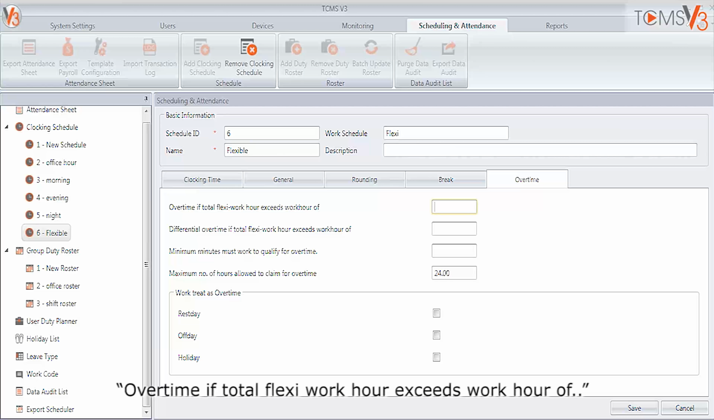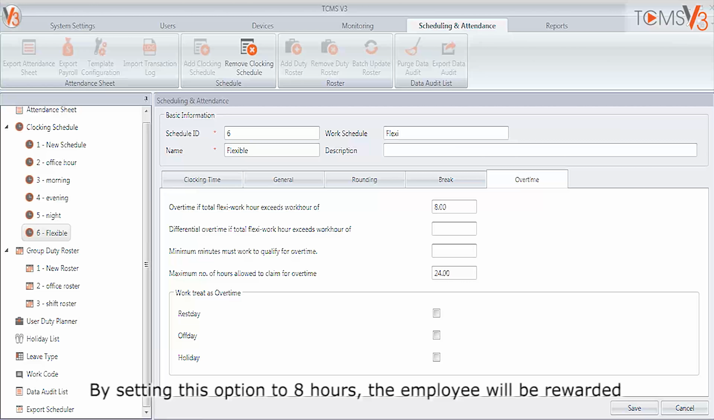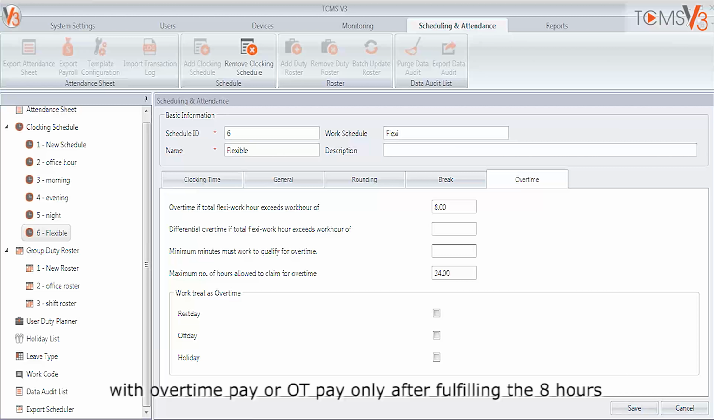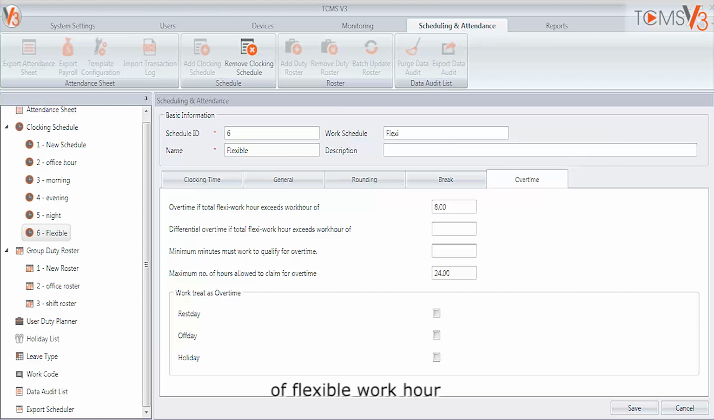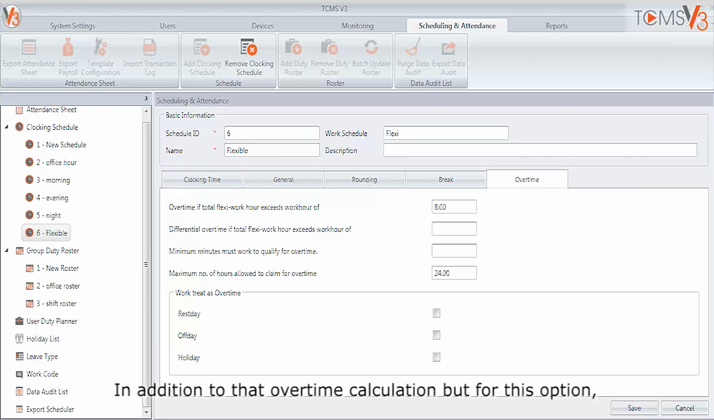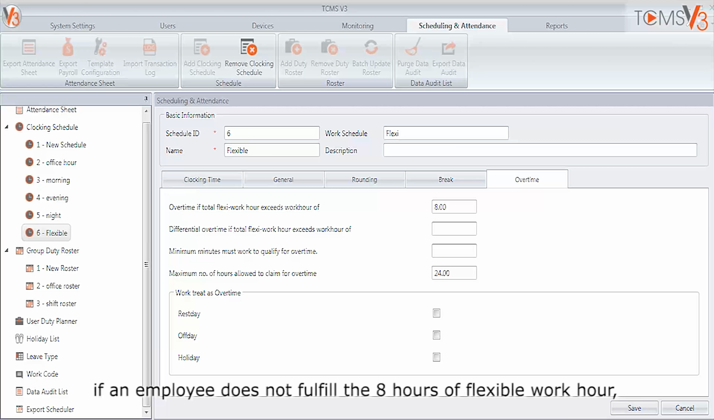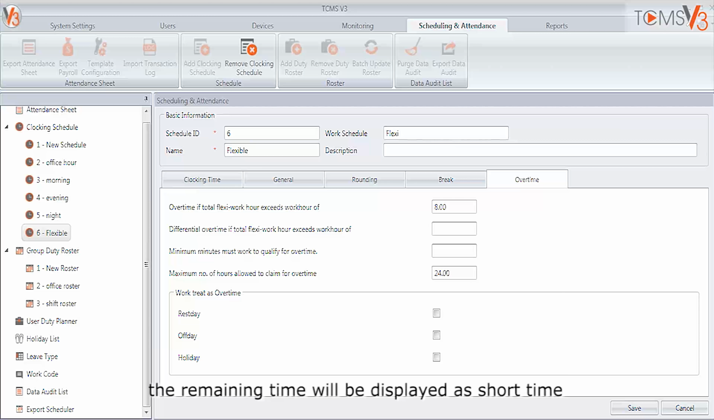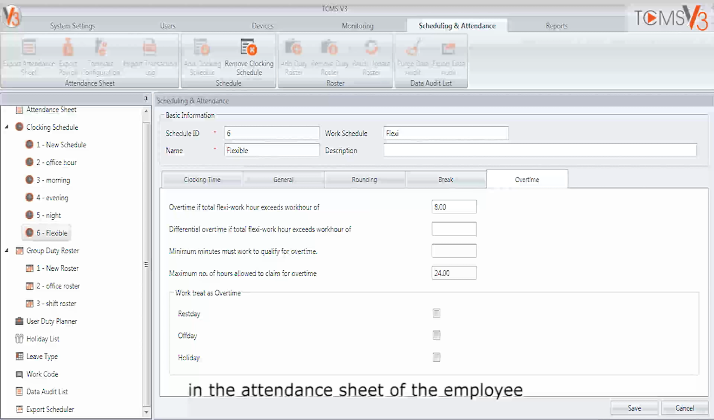Overtime if total Flexi work hour exceeds work hour off. By setting this option to 8 hours, the employee will be rewarded with overtime pay or OT pay only after fulfilling the 8 hours of flexible work hour. In addition to that overtime calculation, for this option, if an employee does not fulfill the 8 hours of flexible work hour, the remaining time will be displayed as short time in the attendance sheet of the employee.